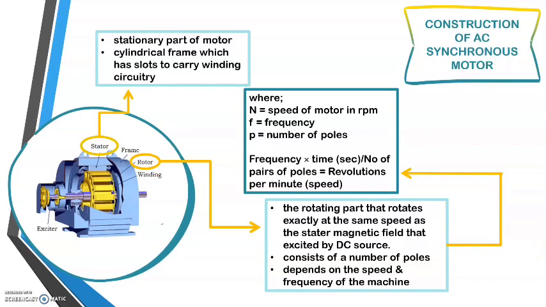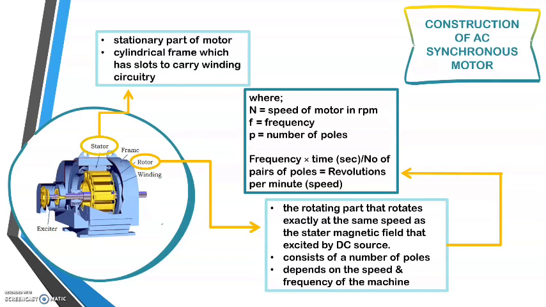Construction of AC synchronous motor. As you can see, these are all the main parts of the AC synchronous motor, but the stator and the rotor are the most important ones. The stator is the stationary part of the motor. It is a cylindrical frame which has slots to carry winding circuitry, while the rotor is the rotating part that rotates exactly at the same speed as the stator magnetic field, excited by a DC source.